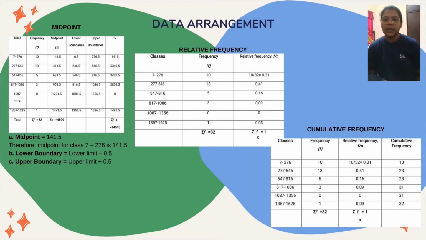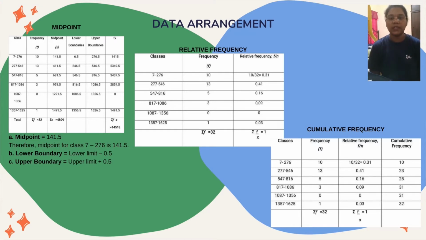The fifth step is to find the relative frequency. The formula is the frequency of each class divided by the total frequency. To check the answers for relative frequency, all the relative frequencies of the classes must sum to 1. I get 1 for relative frequency.